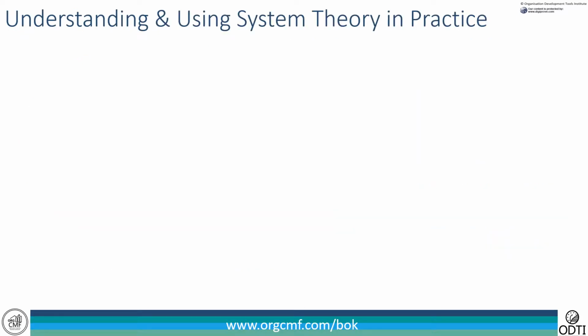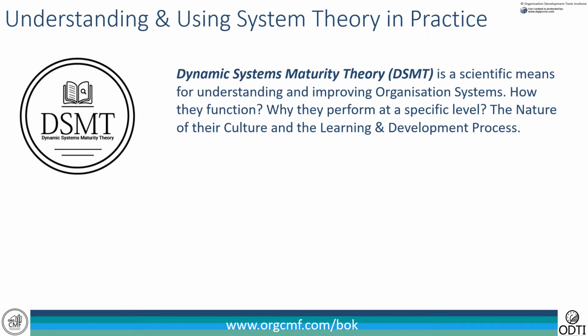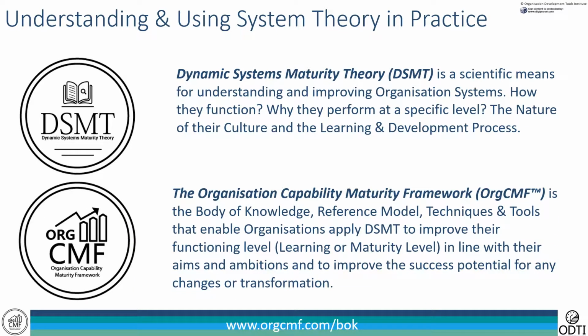Let us now look at systems theory and practice. Dynamic systems maturity theory is a scientific means of understanding and improving organization systems, how they function, why they perform at a specific level, and the nature of their culture and learning and development process. The Organization Capability Maturity Framework is a practical application of dynamic systems maturity theory. It's designed to provide a step function improvement in how organizations manage change, transformation, and performance improvement, and it provides a solid roadmap to greater agility, innovation, collaboration, and productivity.